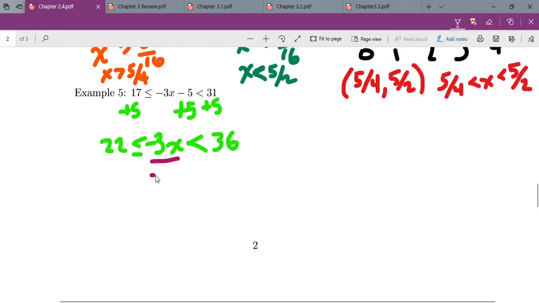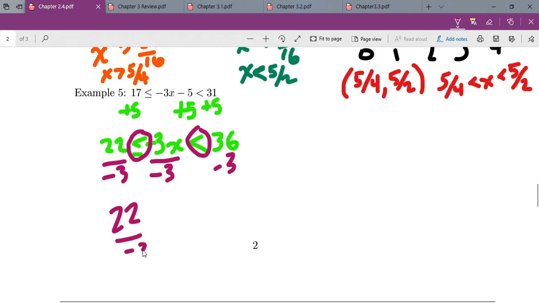Now, here's something we hadn't hit yet, but that hopefully you already know. Here we're going to divide by negative 3 on all three sides. That is something you should know. When you do that, your signs switch; they're going to switch directions. So what we get is 22 over negative 3 is greater than or equal to x, which is greater than, now 36 divided by negative 3 should give you negative 12.